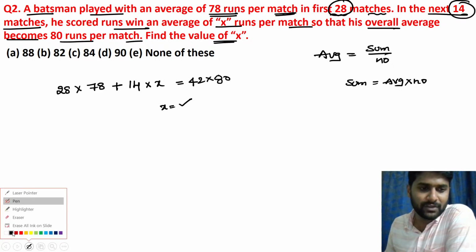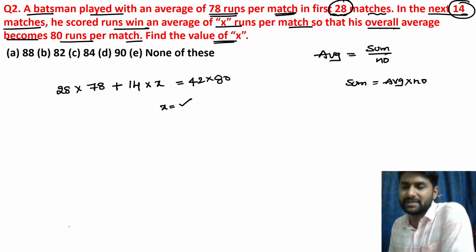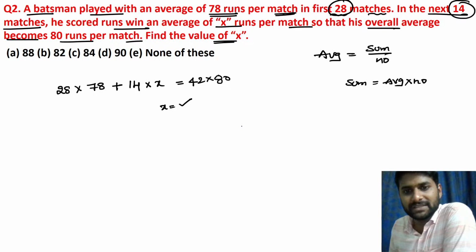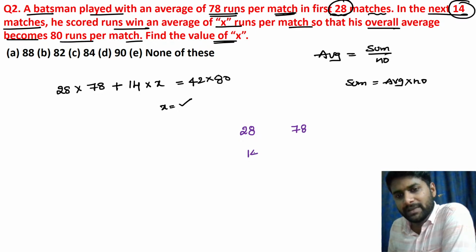If you learn the concept of alligation mixtures, you can minimize the calculation. So let me repeat that alligation mixtures concept. The person played the first 28 matches with an average of 78 runs. And later he played 14 matches, scoring an average of X runs per match.